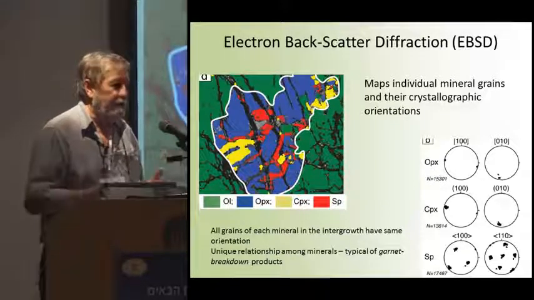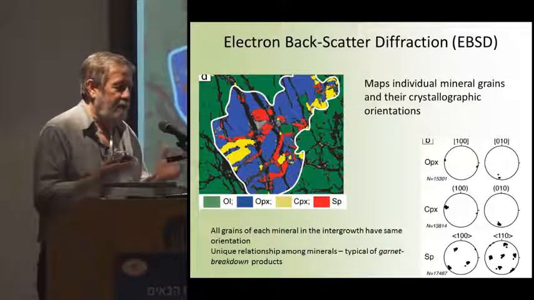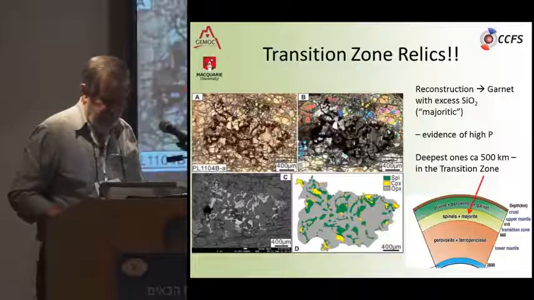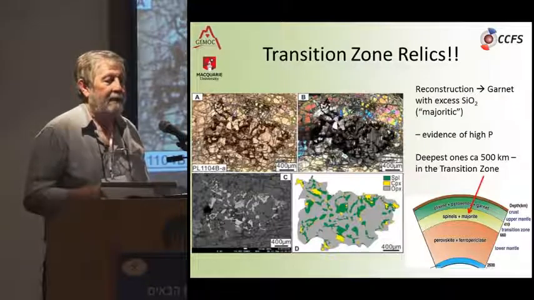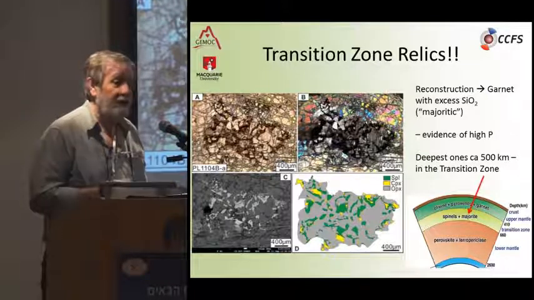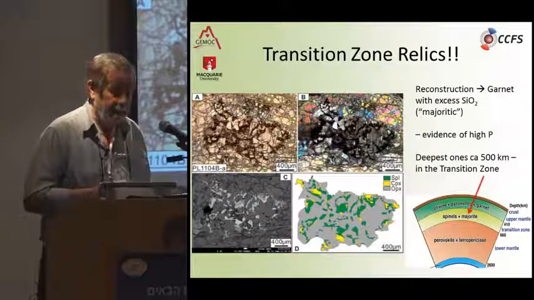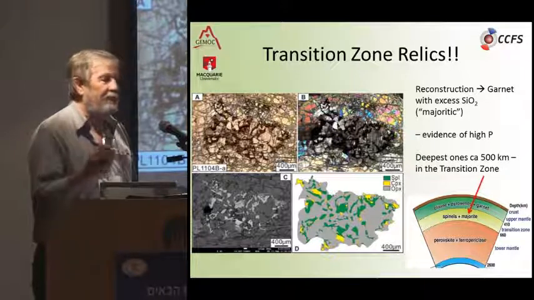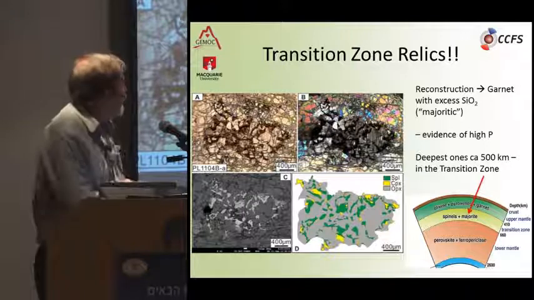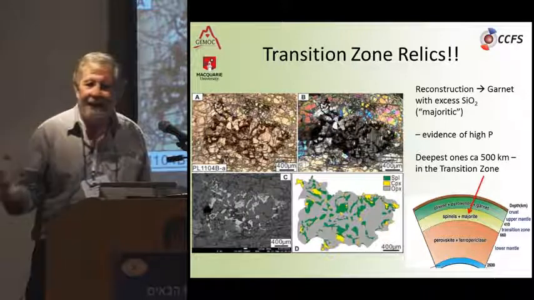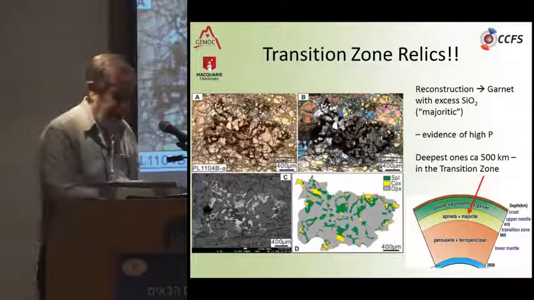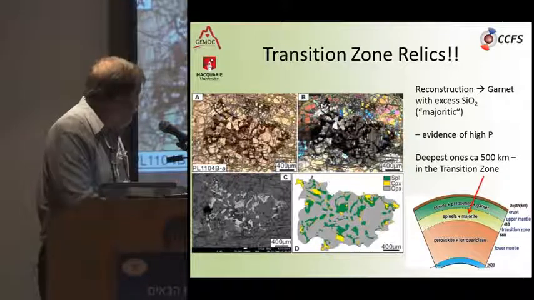If you reconstruct them, which you can do in various ways, what you find is that they appear to be the breakdown of garnet. And that garnet, when reconstructed, is very majoritic, and it would represent pressures well down into the transition zone. So this, I think, is the missing link: we did have garnet peridotites, but they have come up rather rapidly, and in some cases have preserved evidence that they were down there.